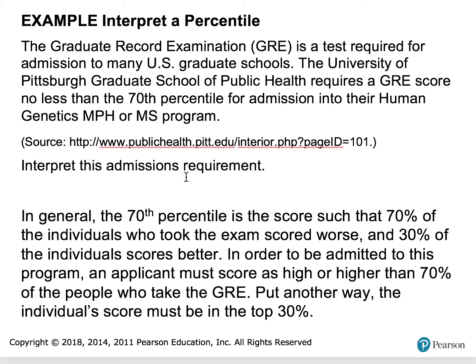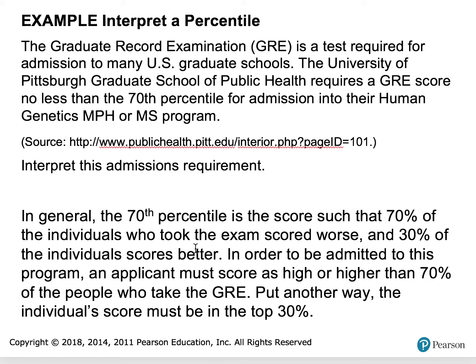Well, that's what we just said. The 70th percentile is the score such that 70% of the people who take the exam scored worse, and 30% scored better. So in order to be admitted to the program, an applicant must score as high or higher than 70% of the people who take the GRE. Okay, it has nothing to do with the percent of questions you got correct on the exam.